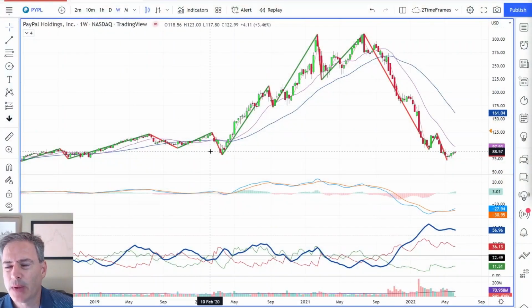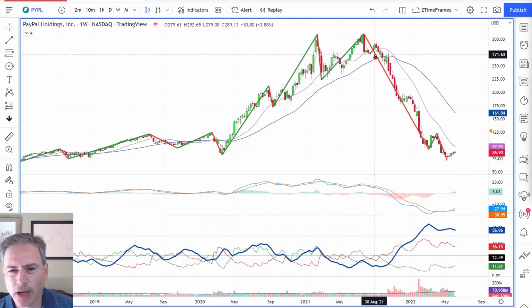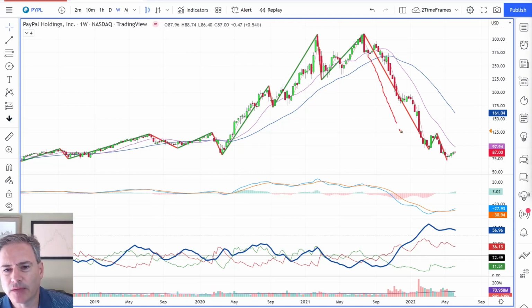I'm using PayPal as my example, and I've got a weekly chart up. If we have this decline going very strong, you see the confirmation in MACD to a new low. MACD goes to a new low. Notice how strong the ADX reading was. Notice how red DI went to a new high. Remember, the red DI is going to go with price.